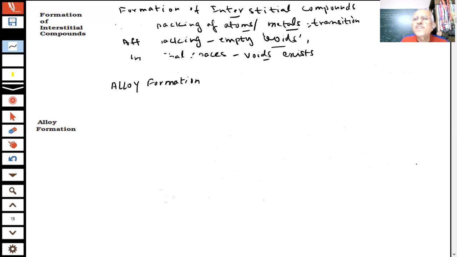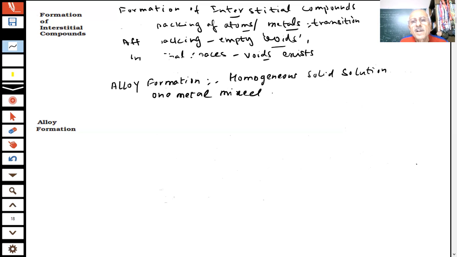In the earlier case, you were mixing some non-metals which were trapped inside the cavities or the voids of the crystal lattices of the metals. Here what we are doing, we are mixing metals. Alloys are homogeneous solid solutions. They are homogeneous solid solutions of one metal mixed with one or more metals.